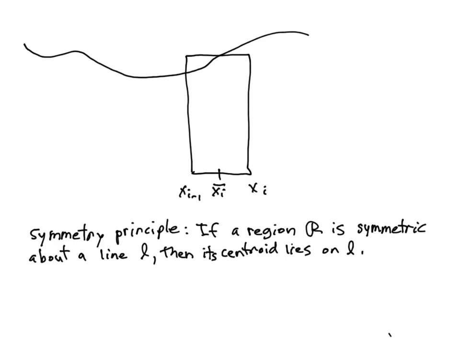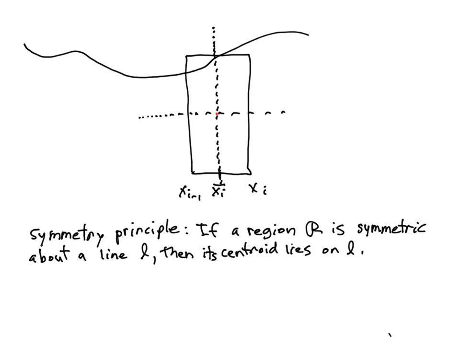So the trick is to realize that any rectangle is always symmetric about a dotted line that cuts it in half, which means that the center of mass must lie on that line. However, the center of mass also lies on this line, right? Because the rectangle is symmetric with respect to both of those lines. So what that means is that our center of mass must be this dot right in the middle here.